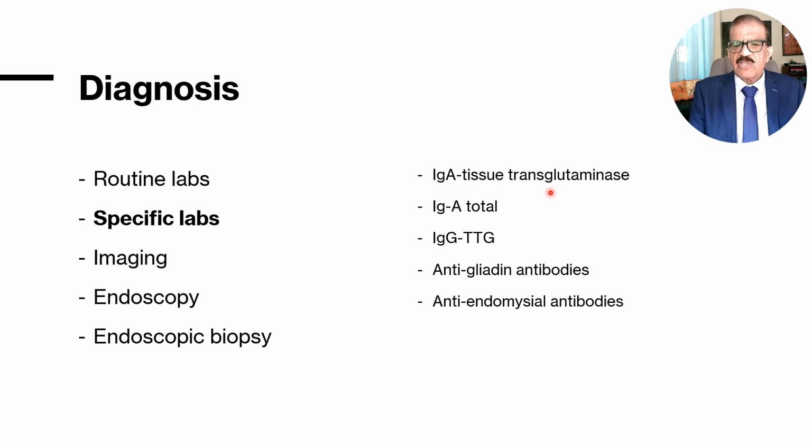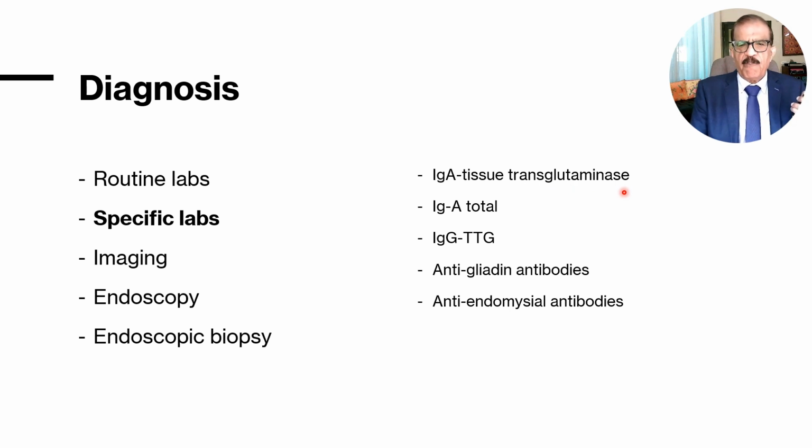This test is extremely useful, and in fact this antibody test has replaced the previous ones, anti-gliadin antibodies and anti-endomysial antibodies. These are also available and they are still done in some cases, but IgA tissue transglutaminase, because of its high sensitivity and specificity and easy availability, is the investigation of choice. So if you have a case where you suspect celiac disease, you should have IgA tissue transglutaminase.